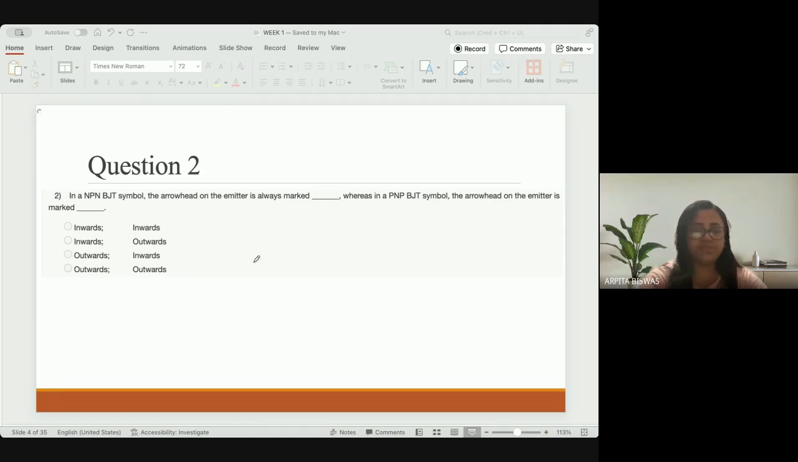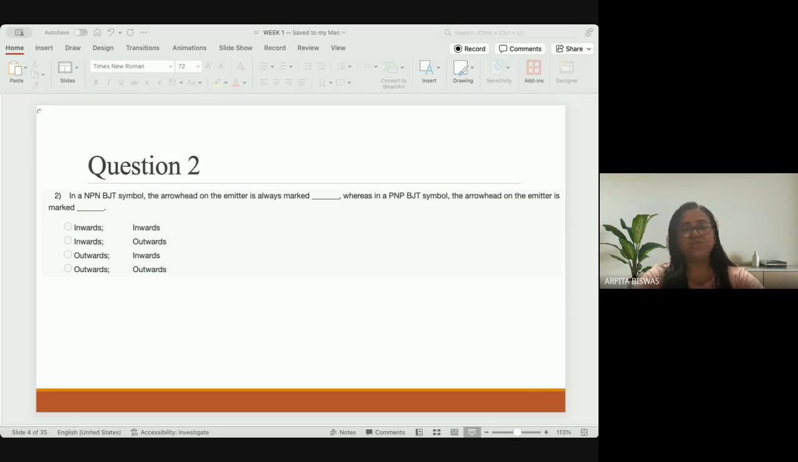How it looks in a BJT, this type of structure, right? This type of structure is called NPN, so the arrow is outward. In the PNP, it is opposite, so it is inward, right? So option C is the right option.